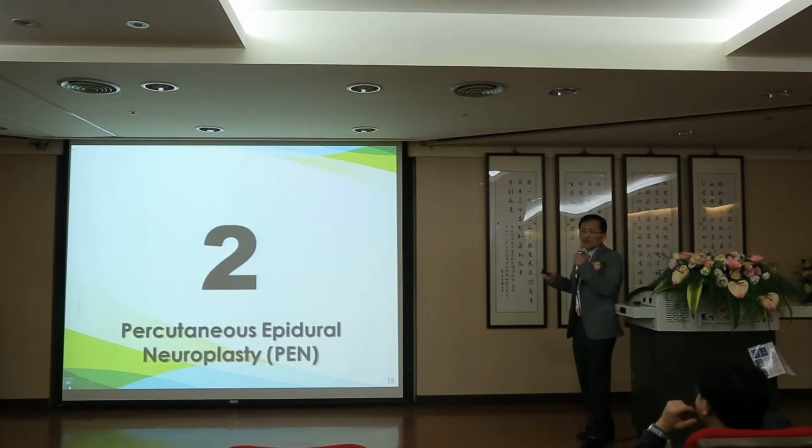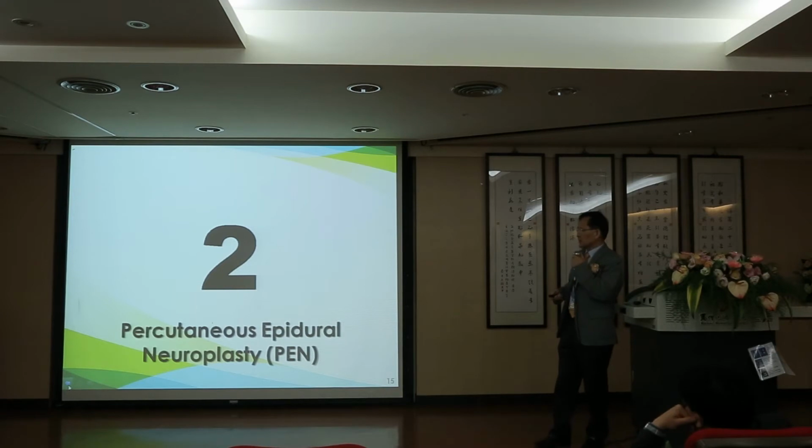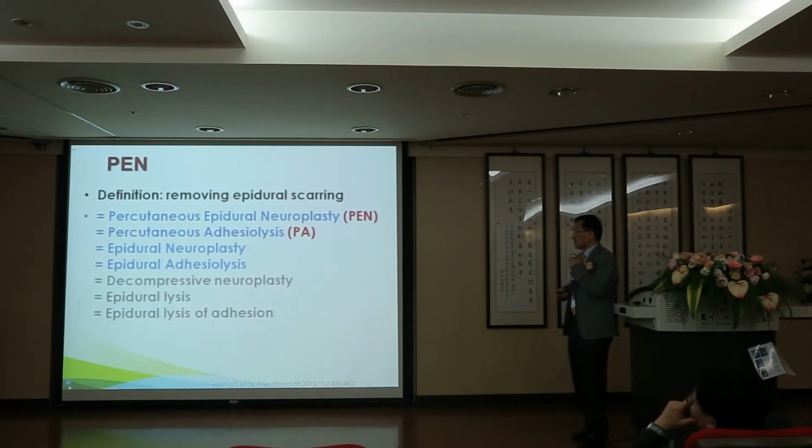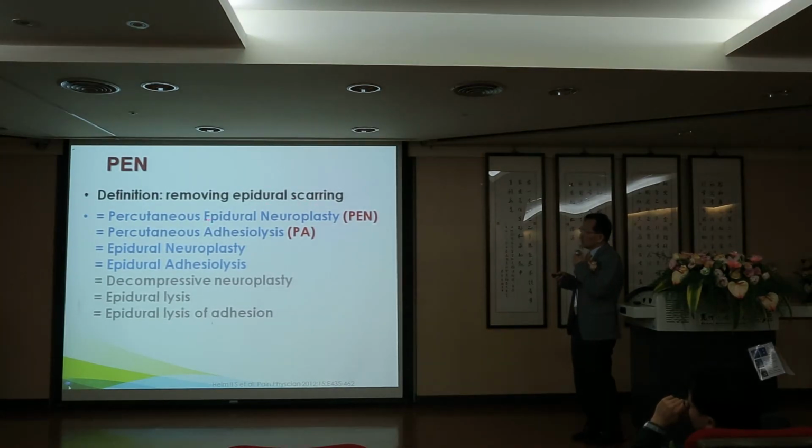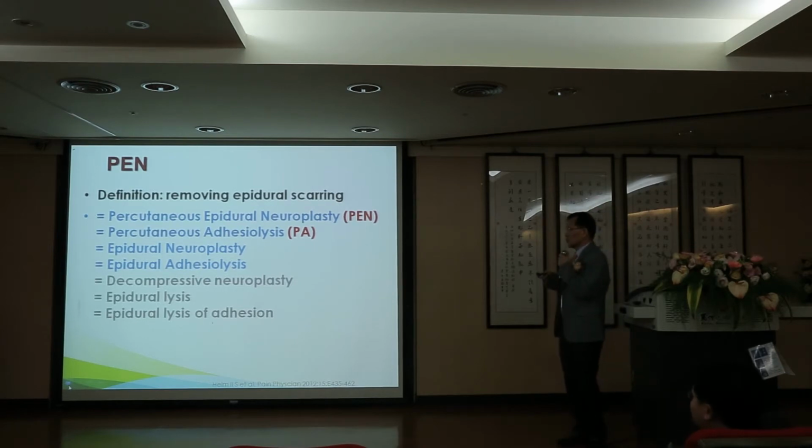For some cases, the transforaminal approach technique cannot cover. So we use post-epidural neuroplasty. It was defined as removing epidural scarring, but it is also called epidural neuroplasty because we can treat large disc herniation patients also without adhesion. So it can also be called percutaneous epidural neuroplasty instead of epidural adhesiolysis. It's also called epidural neuroplasty, epidural adhesiolysis, and many others.